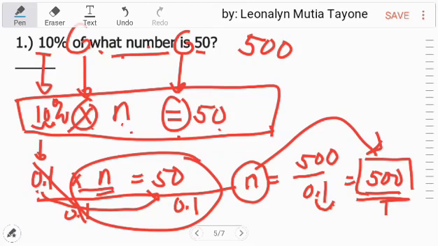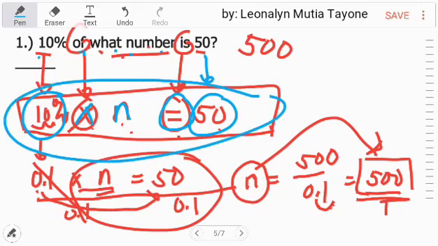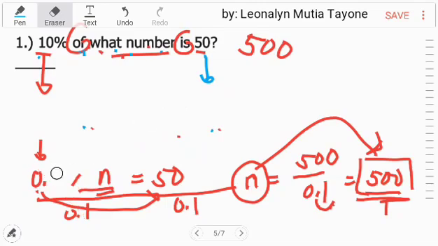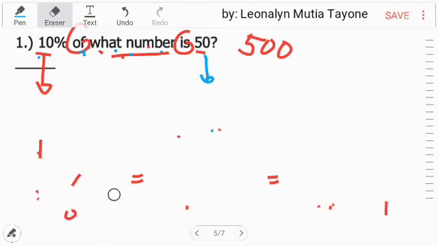Uulitin ko lang. 10% of what number is 50? Ang 10%, kinopya lang natin. Ang "of" ay equivalent ng multiplication, n ay ang number natin, then ang "is" ay equals, kinopya si 50. So, ito na yung equation natin: 10% times n equals 50. Pwede rin ganito ang pagkasulat mo, pareho lang din.